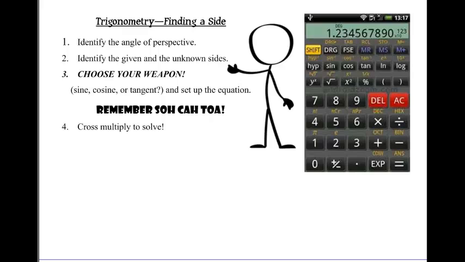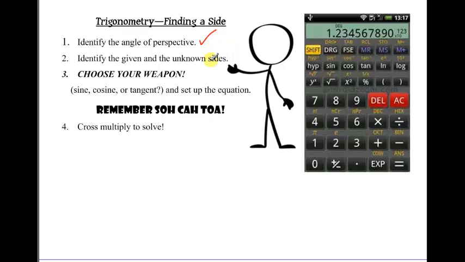I am excited. In this lesson we're going to finally use this trigonometry to find some measurements, this time finding a side. So let me give you a quick overview of the steps to doing that. The first ones we've learned from our last lesson. You're going to identify your angle of perspective. You should know how to do that.